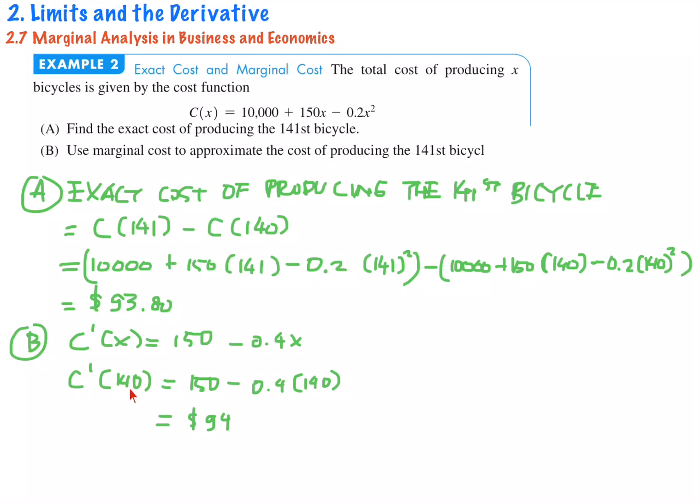If you wonder why this is not 141, it's because we want the cost of producing the 141st bicycle, not the 142nd bicycle. So that's why it's 140. The tangent line at 140 estimates the cost of the next item that will be produced.